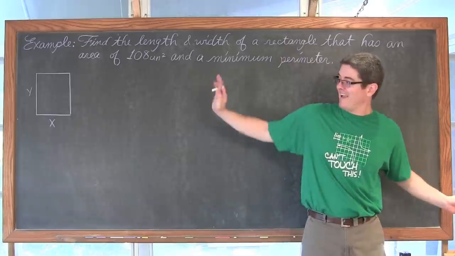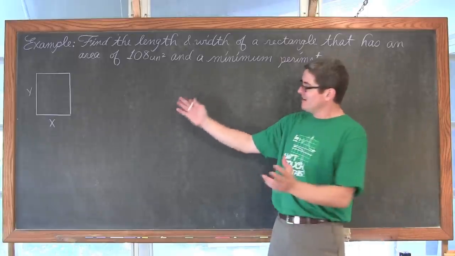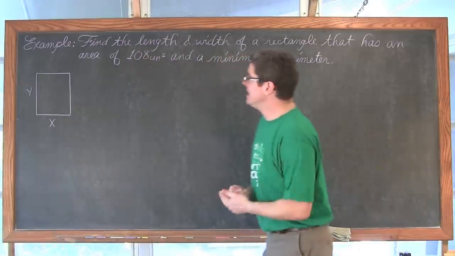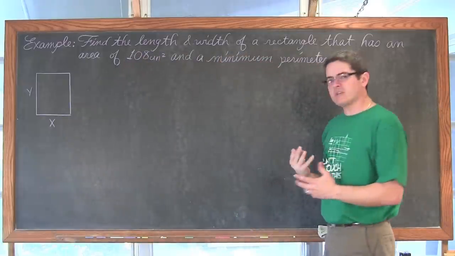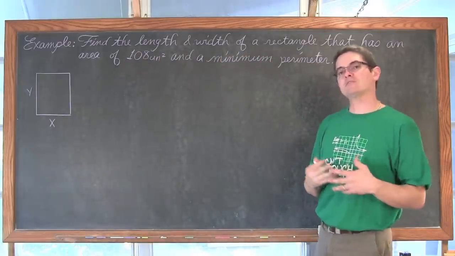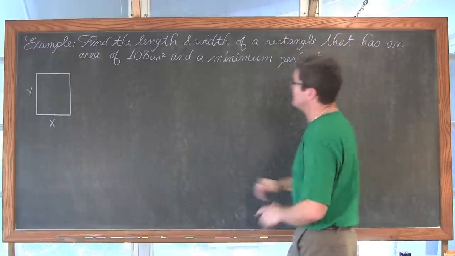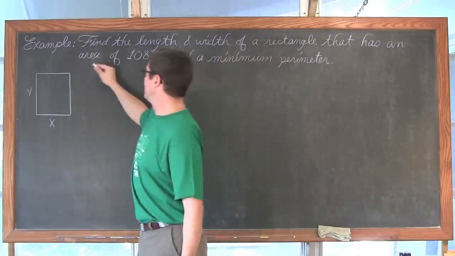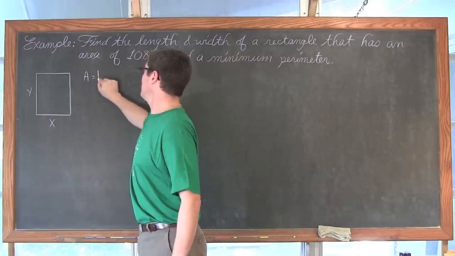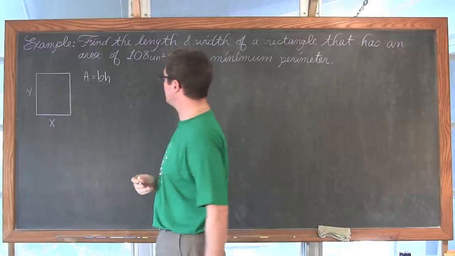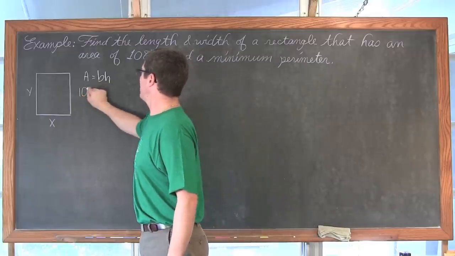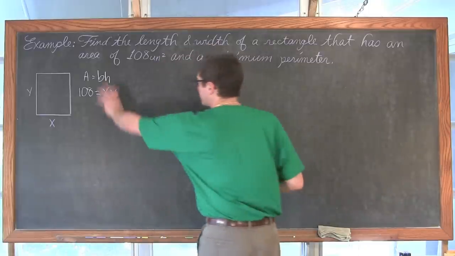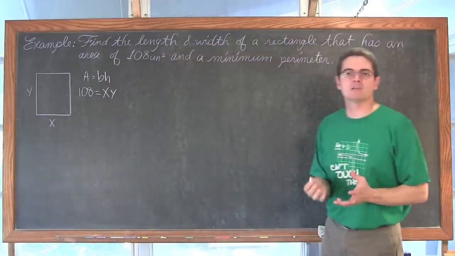Okay, got the door, and we have a rectangle up here now all of a sudden. It's got a width of x and a length of y, or vice versa. Doesn't really matter. And our secondary equation, what information do we have that's fixed? Well, it says here that we have an area of 108 square units. So if area is base times height or length times width, then we have 108 equals xy.